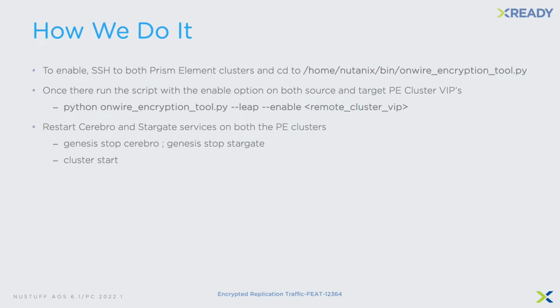In order to enable encryption between two Prism Element clusters, you're going to SSH into both Prism Element clusters. Once there, you're going to cd into /home/nutanix/bin, and once you're there, you're going to issue a command. It'll be python on-wire-encryption-tool. You're going to run this Python script with --leap --enable and the remote cluster VIP that you're going to establish the handshake with.